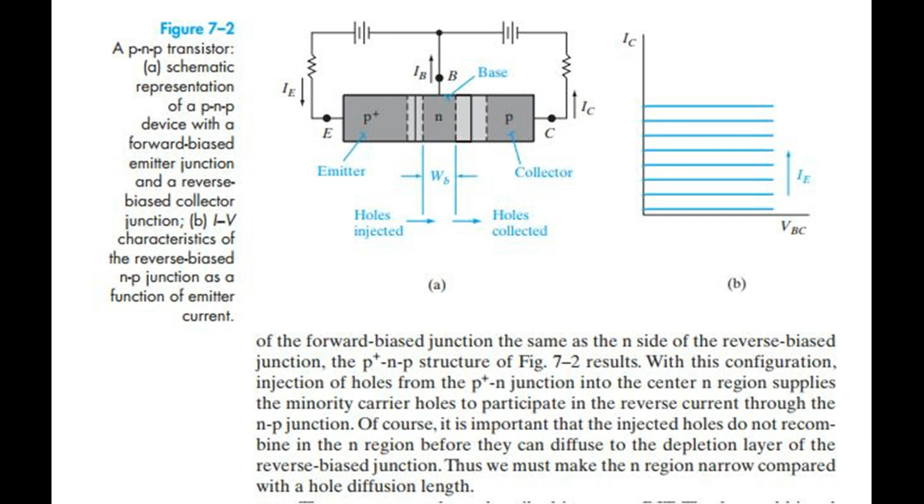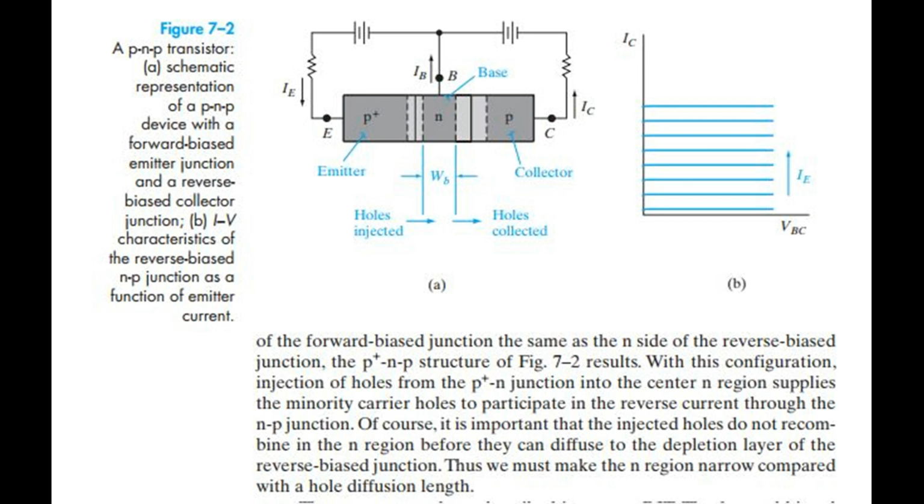Current voltage characteristics of the reverse-biased NP junction as a function of emitter current. With this configuration, injection of holes from the P+, N junction into the center N region supplies the minority carrier holes to participate in the reverse current through the NP junction. Of course, it is important that the injected holes do not recombine in the N region before they can diffuse to the depletion layer of the reverse-biased junction. Thus we must make the N region narrow compared with a hole diffusion length.